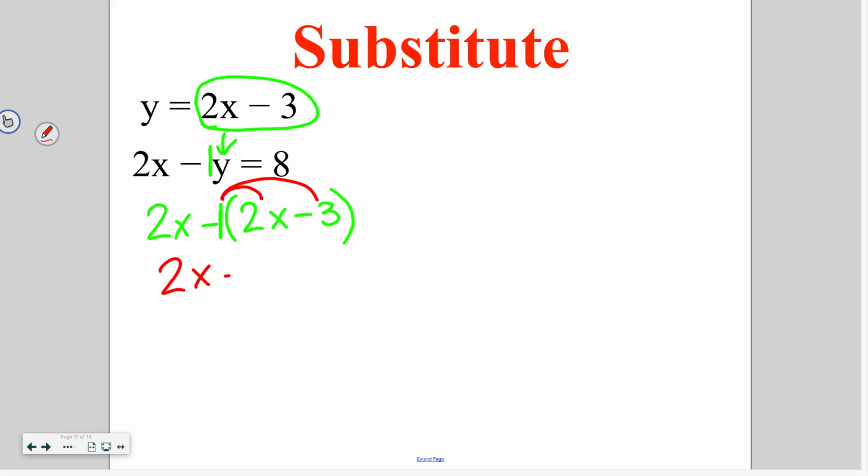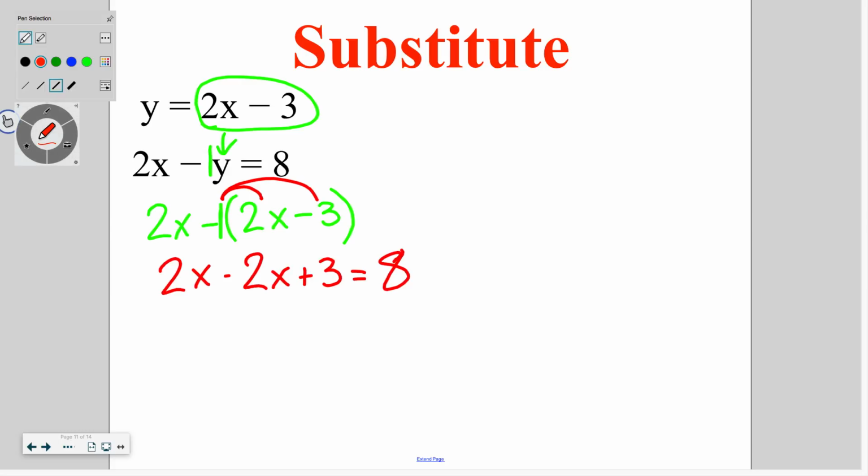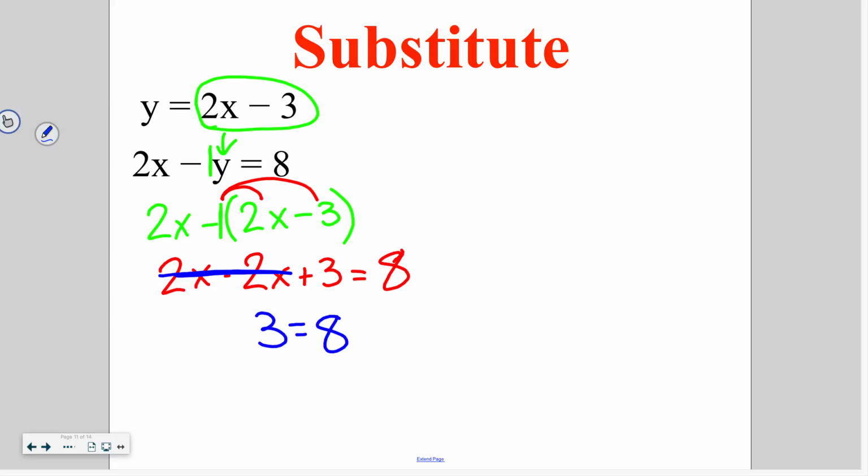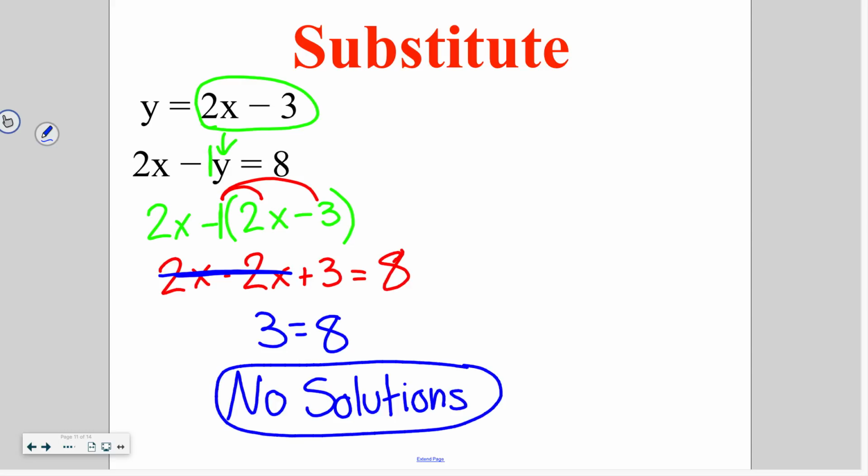So we got 2x minus 2x plus 3 is equal to 8. When I combine my variables, I get 2x minus 2x, which gives me no x's. So my x's are going to go ahead and cross out, leaving me with an answer of 3 is equal to 8. We all know that's not possible, so this is an example of what no solutions would look like with a substitution problem. So you end up with two answers that are not equal to each other.